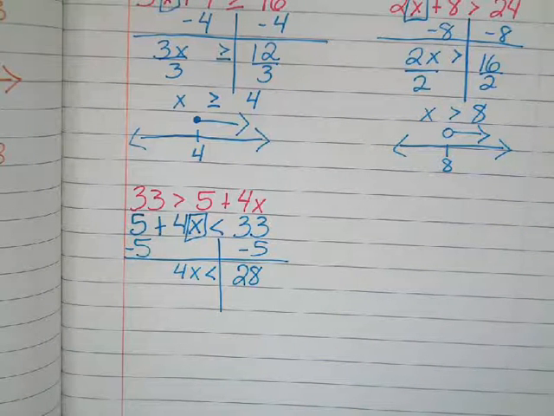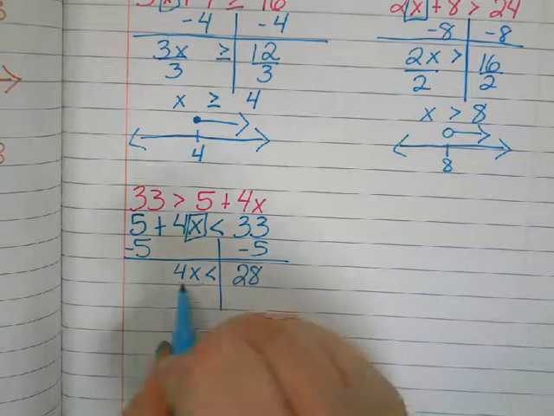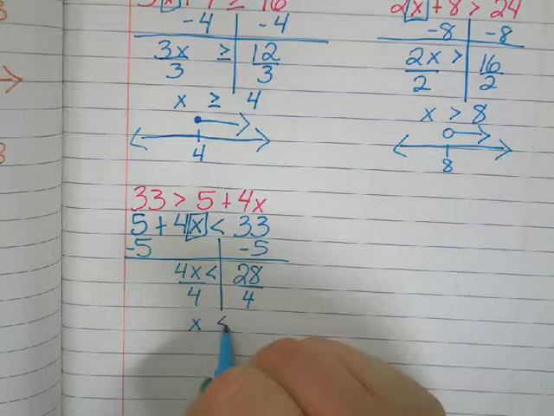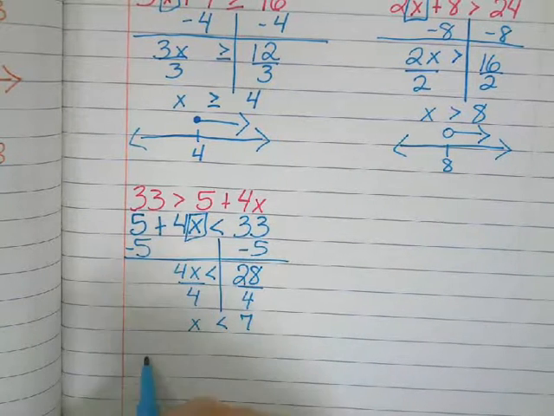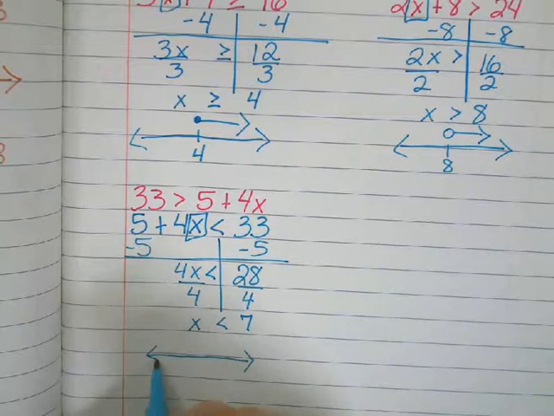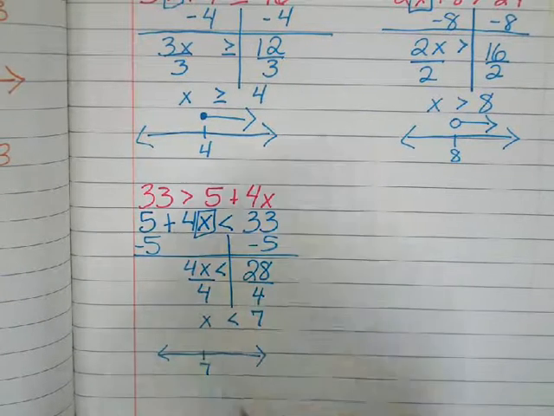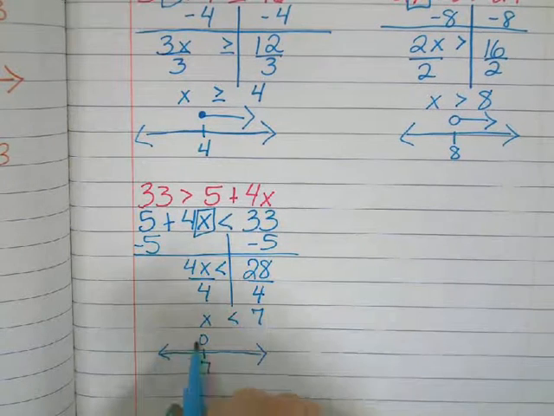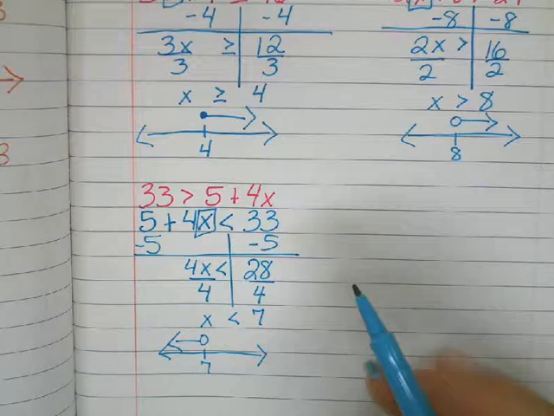What do I need to do next? Divide by 4 on each side. So I get x is less than 7. So is it an open or a closed circle? Open circle. In which direction? To the left. Okay?